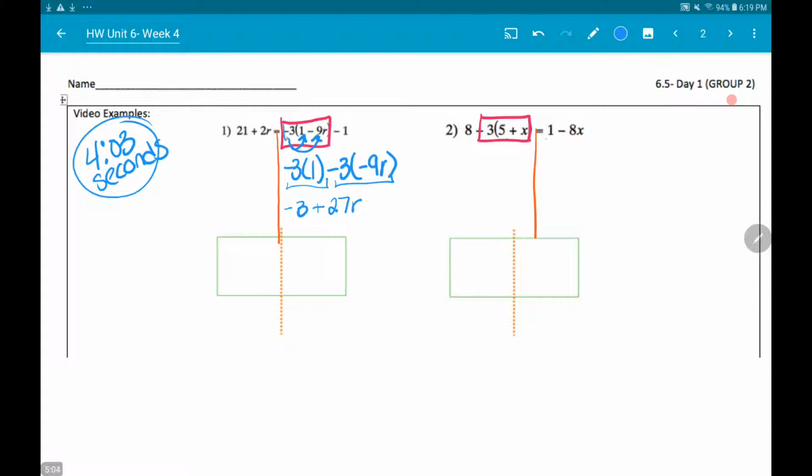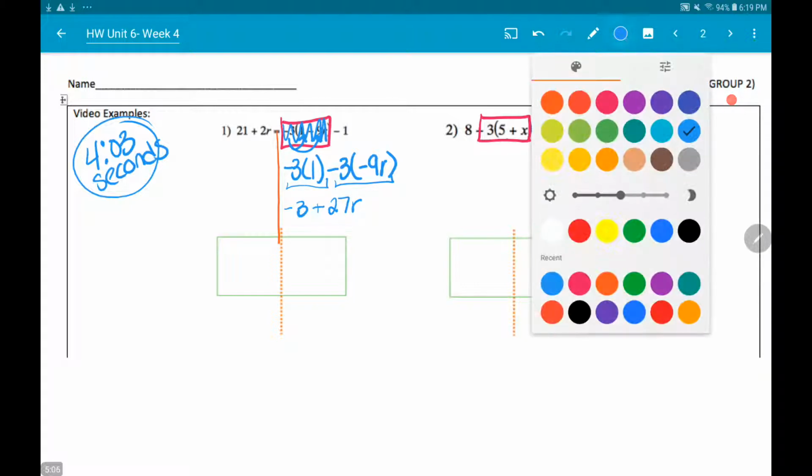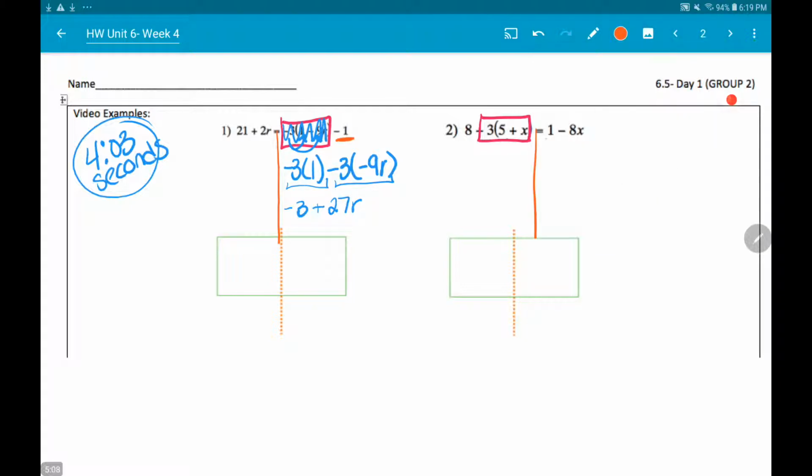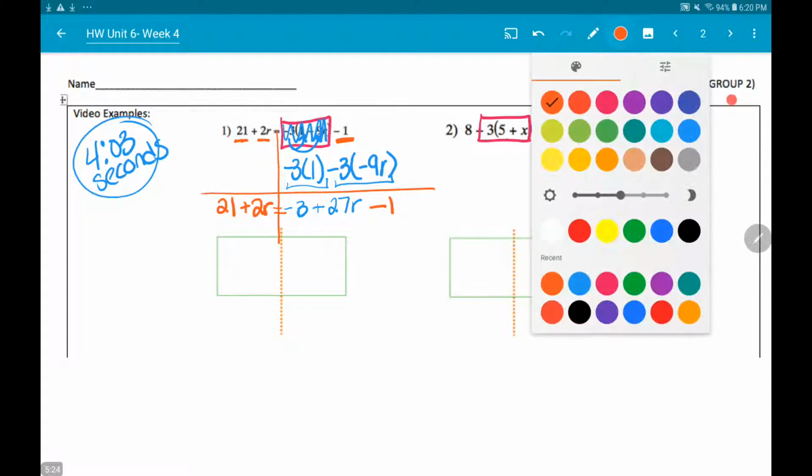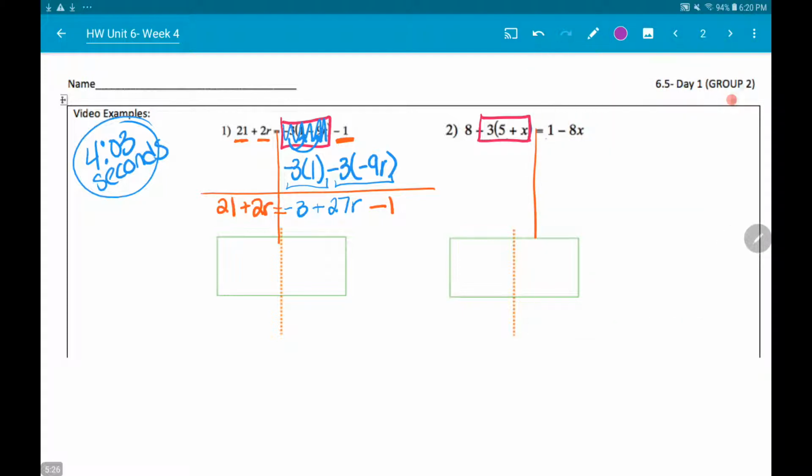Alright, so that took care of what was in the box. But I can't forget about the things that weren't in the box, like this -1. That has to get brought down. I can't forget about the 21 or the 2r. So I noticed a lot of us on the quiz on Friday, we knew how to multiply, but then we were forgetting about these other things. Alright, so now it's the same thing that we were doing in group 1.